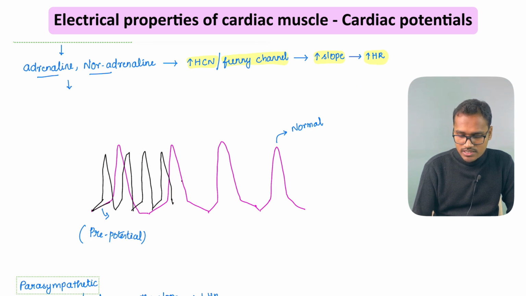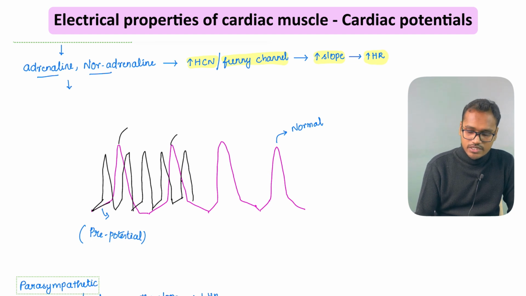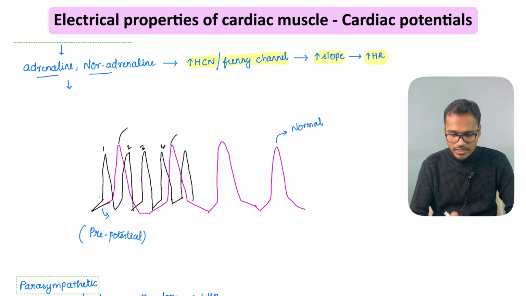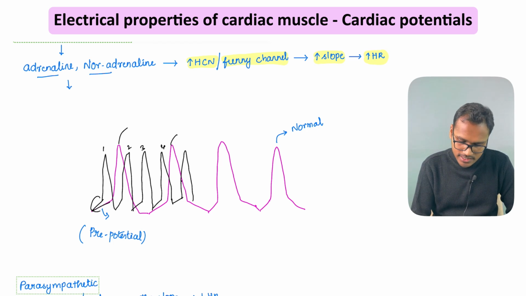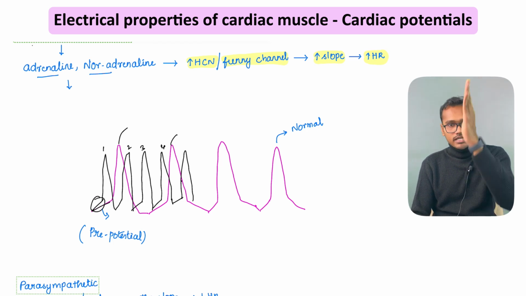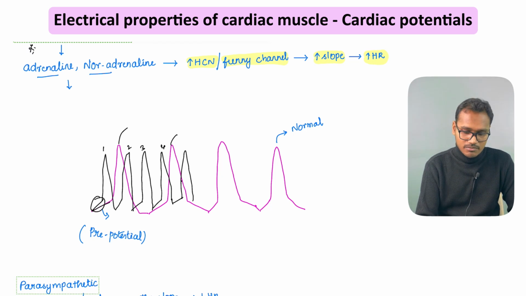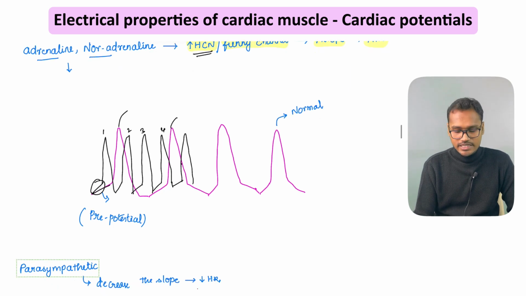As you can understand, within a given span of time, previously there were only two action potentials, two frequencies happening. But right now, 1, 2, 3, almost 4 are happening in the same given span of time just by modulating this slope. If the slope is modulated, it is going to act faster. So that is the reaction that the sympathetic system is producing, and it is just stimulating the HCN channels or the funny currents.